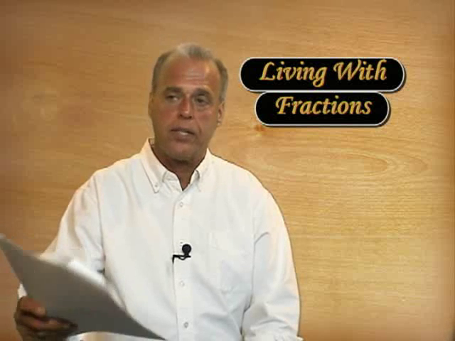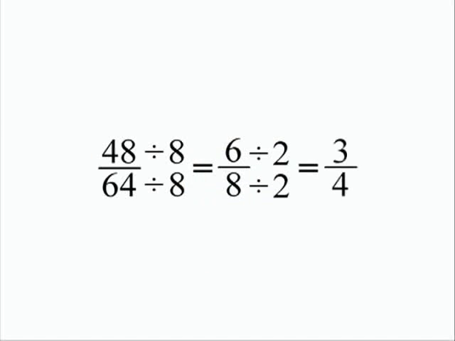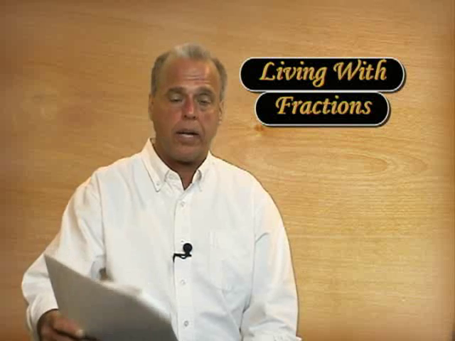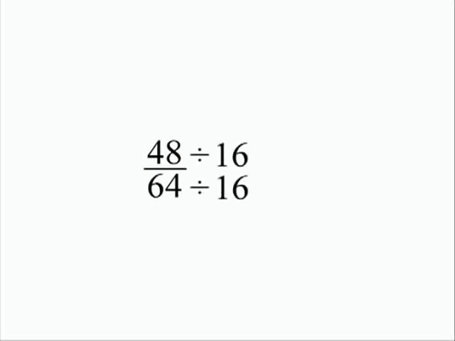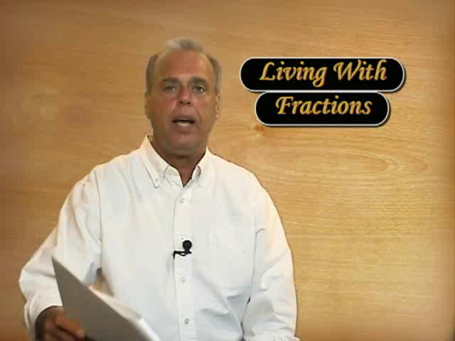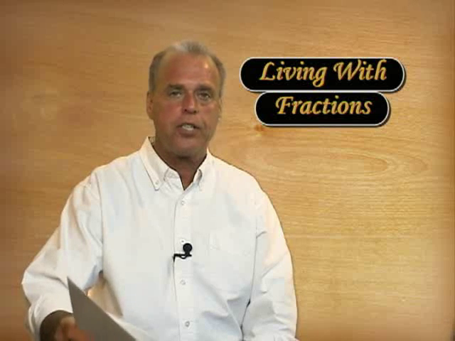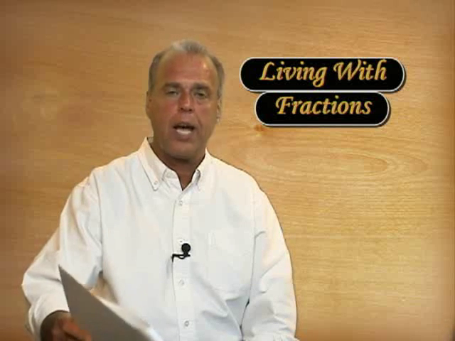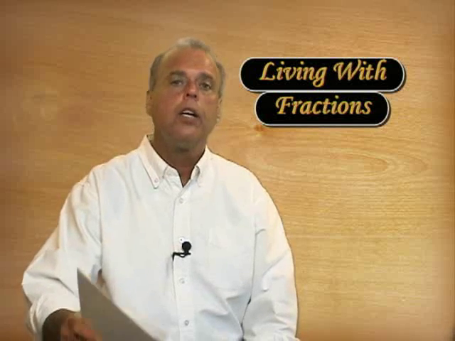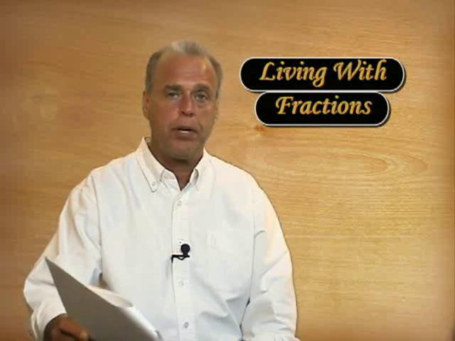That's correct. Is this answer in its lowest form? No, it can still be reduced by 2 to get 3/4. The largest common number here is 16. 16 divides into 48 3 times, and 16 divides into 64 4 times. As you can see, you can always reduce fractions in steps if you're not able to find the largest common divisor right off the bat. You'll always get to the lowest form if you keep reducing.